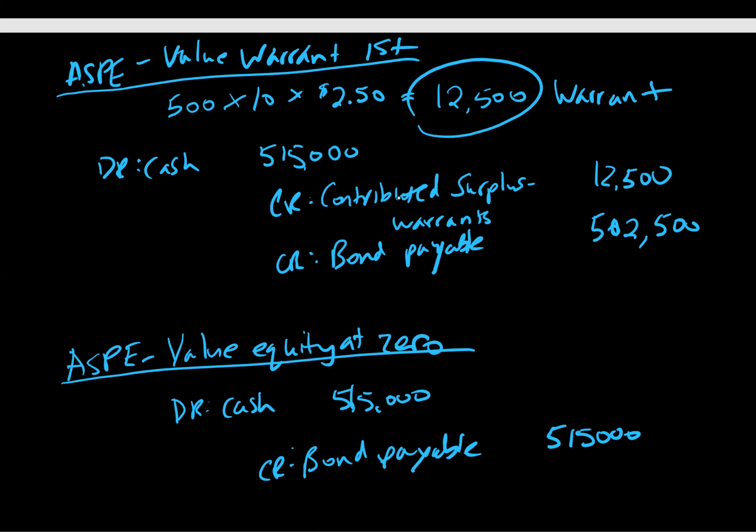And the other option under ASPI is to value the warrant first. So ASPI allows us to value whichever of the two instruments is most easily measurable. In this case, we had enough information to value the debt and the warrant. So we already valued the debt under IFRS first, which we're required to do always under IFRS. ASPI could have done that exact same thing, or it could have also valued the warrant first and put the remainder to the debt. Or ASPI could decide to value the equity at 0 and therefore put the entire amount that was paid to the bond payable.